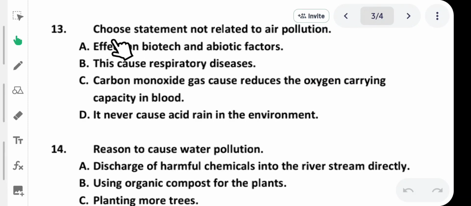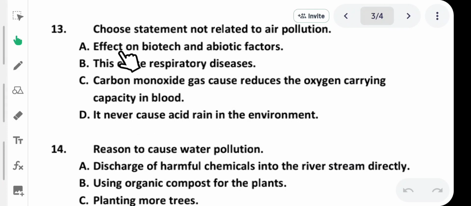13th question: choose the statement not related to air pollution. They will affect biotic and abiotic factors that cause respiratory diseases. Carbon monoxide gas reduces the oxygen carrying capacity in the blood. It never causes acid rain in the environment.